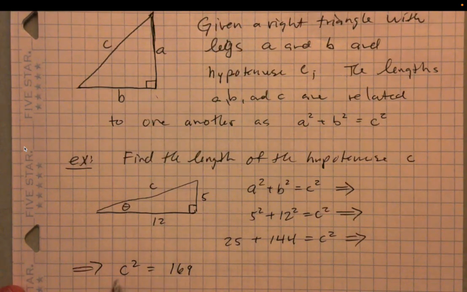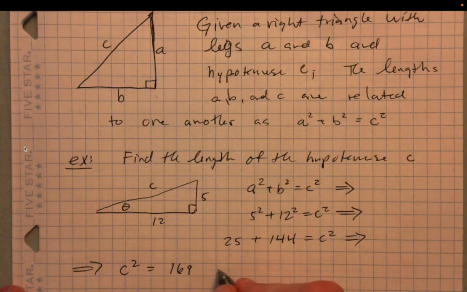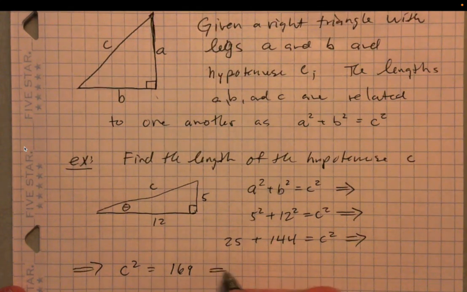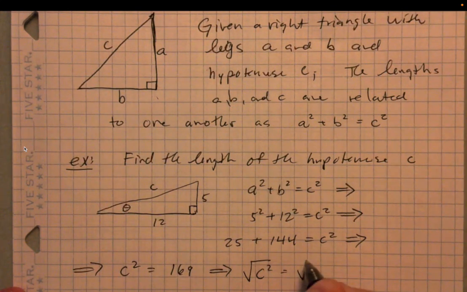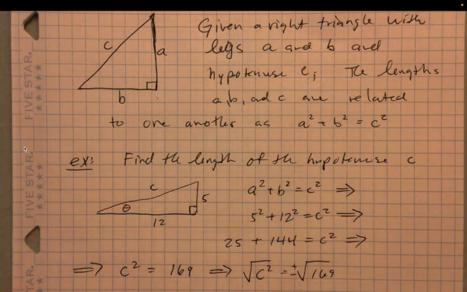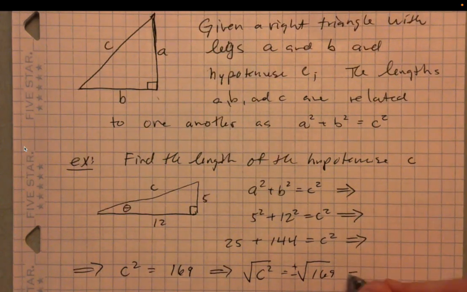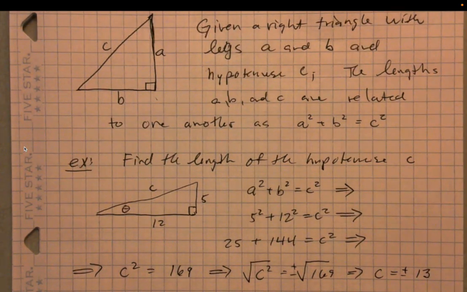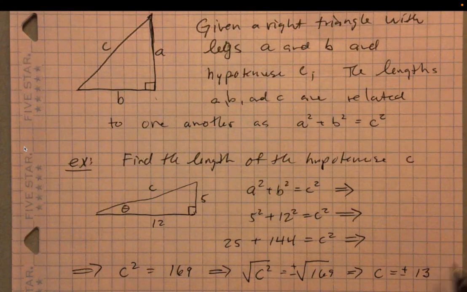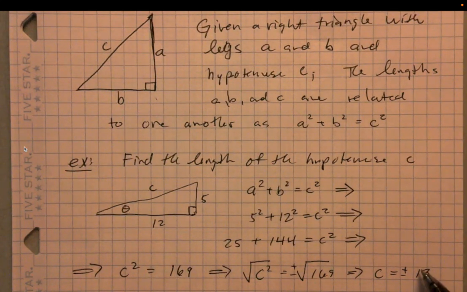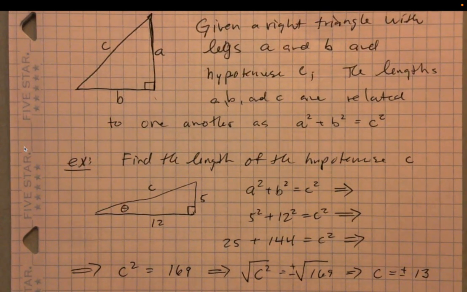Now, how do I figure out what c is? I don't care what c squared is. I want to know what c is. Well, I can take the square root of both sides here, plus or minus. And so what I get here is that c is equal to plus or minus 13. So 13 squared happens to be 169. So it's either positive 13 or negative 13. Because we're talking about a right triangle, and lengths have to be positive, the only interpretation that makes sense is the positive one.